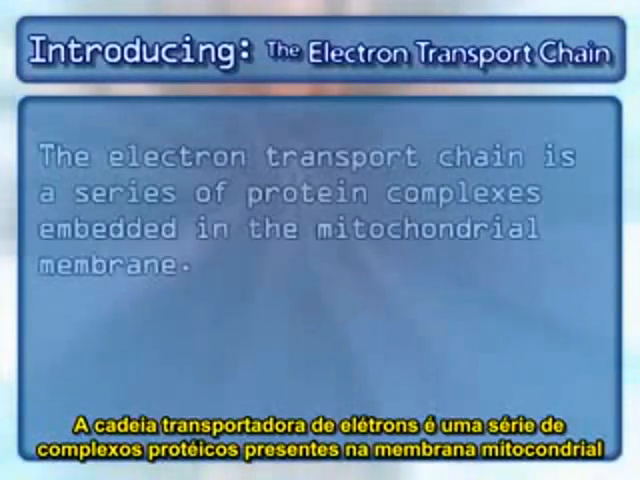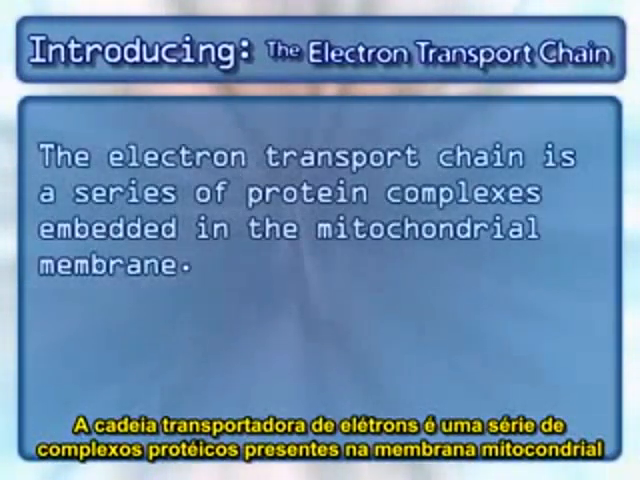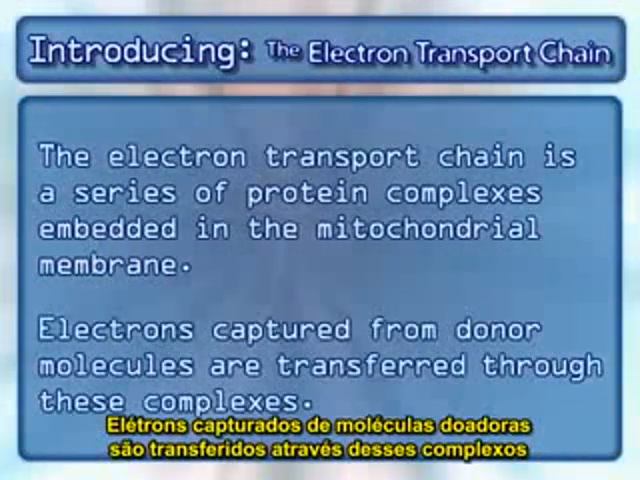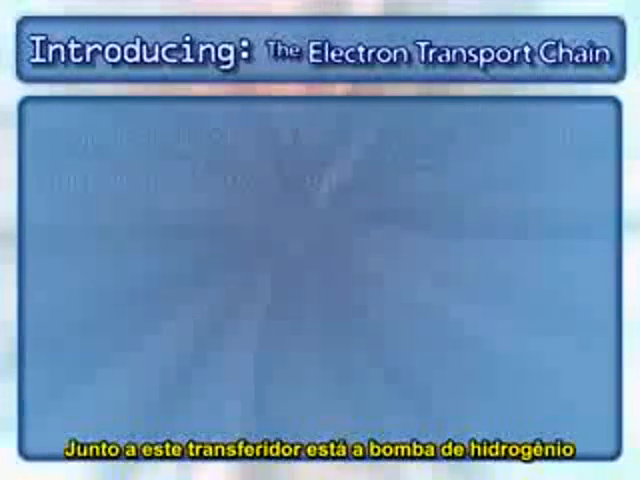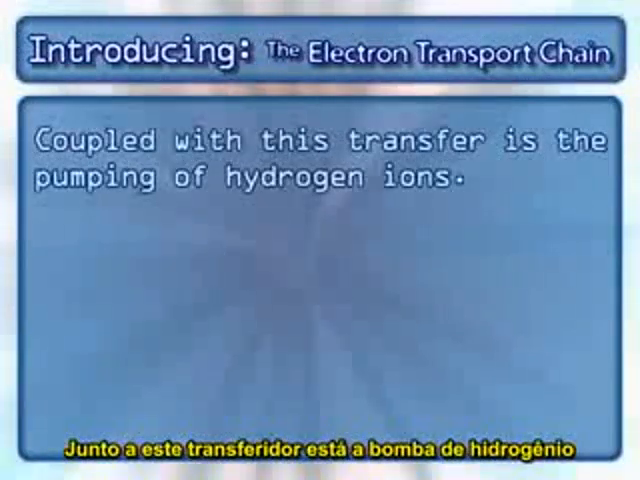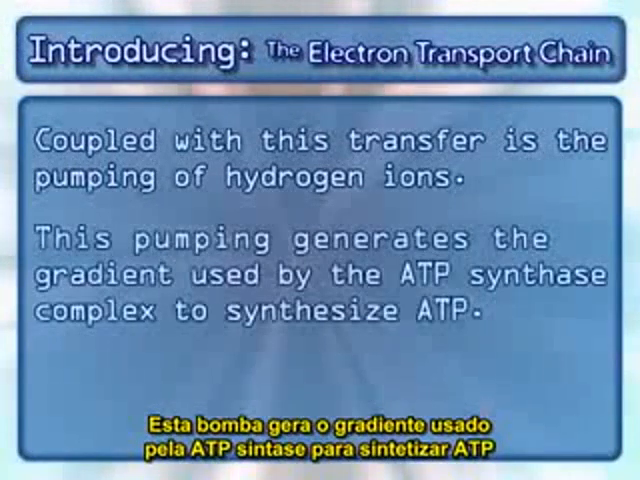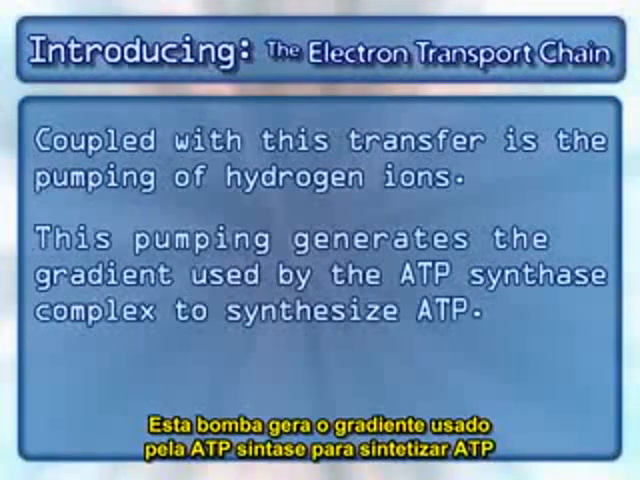The electron transport chain is a series of protein complexes embedded in the mitochondrial membrane. Electrons, captured from donor molecules, are transferred through these complexes. Coupled with this transfer is the pumping of hydrogen ions. This pumping generates the gradient used by the ATP synthase complex to synthesize ATP.